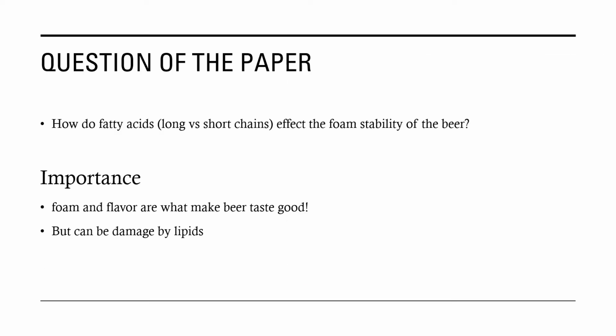The question that this paper asks is, how do fatty acids, either long or short chains, affect the foam stability of the beer? And this is very important because foam and flavor are basically what makes beer taste good. But there are lipids that can be introduced into the beer or lipids that are already present in the beer that could damage the foam.